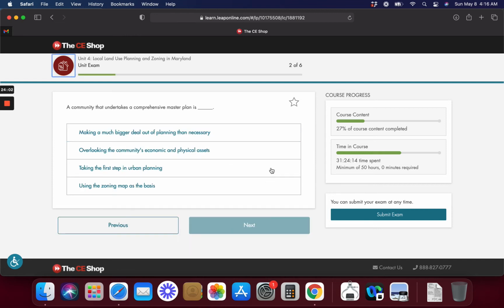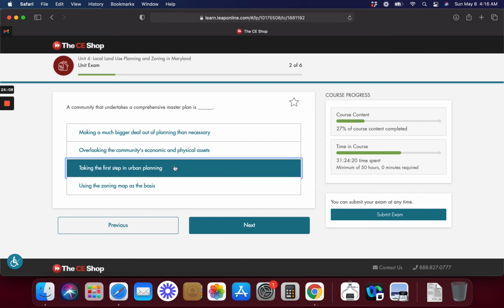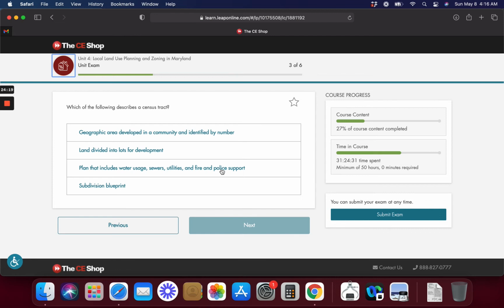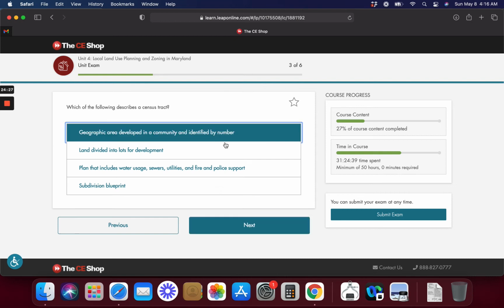A community that undertakes a comprehensive master plan is taking the first step in urban planning, using the zoning map. Using the zoning map as the basis, I think it's the first step in zoning. Which of the following describes a census tract? Geographic area developed in a community identified by numbers.